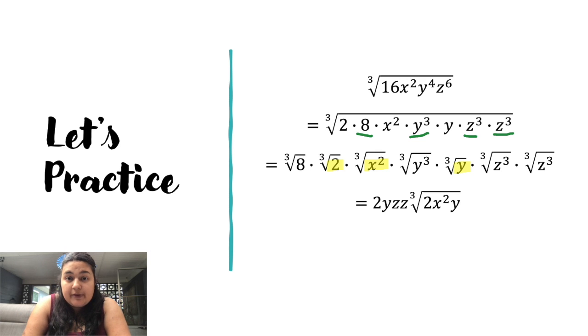Can we simplify this anymore? Yeah, we can simplify it more. I see those two z's over here. Look at them. How else can I write those two z's? How about z squared? There you go. You got it. It is simplified.